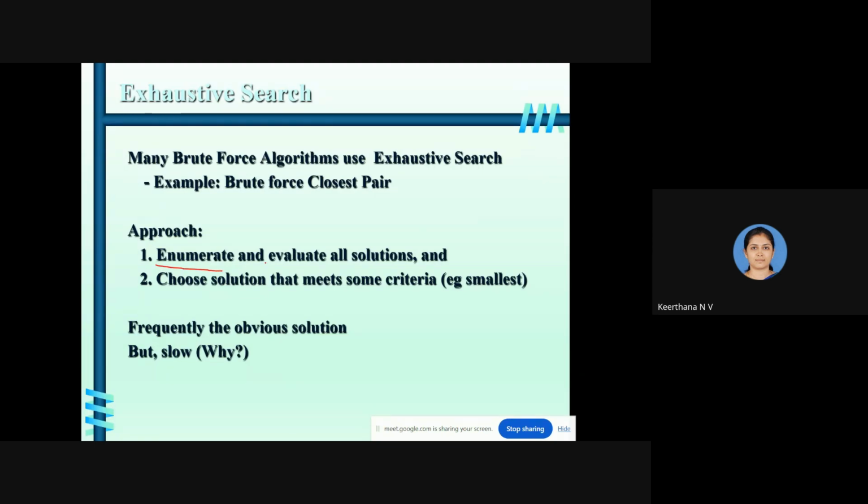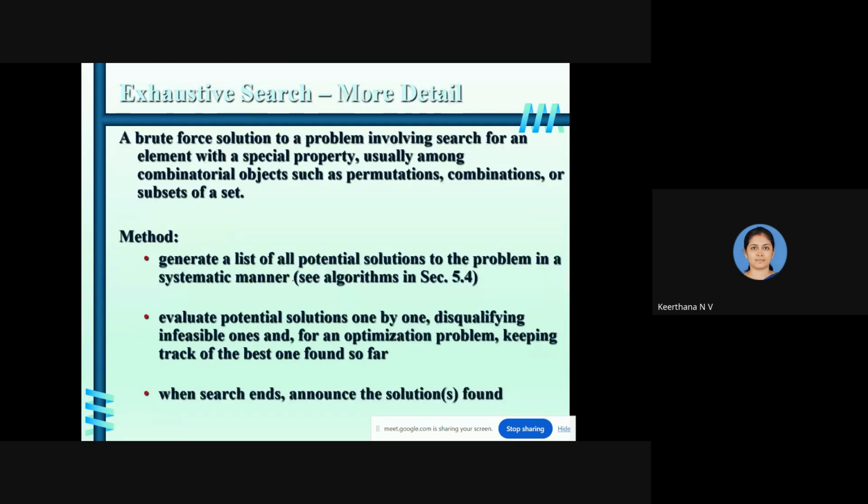First, you will evaluate all the solutions. It means you will find the distance between all the points, keep those results in the enumeration, and choose the appropriate solution, which is the smallest one. So this is an exhaustive approach. It is very effective, but one disadvantage is that it is a very slow approach, because you evaluate all possible solutions and keep them as an enumeration.